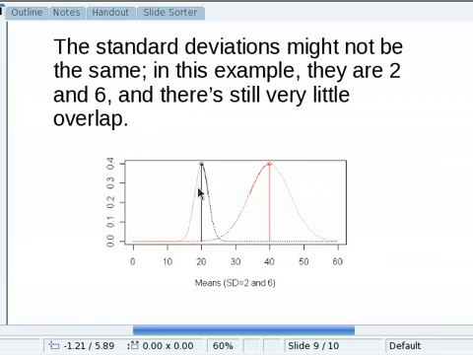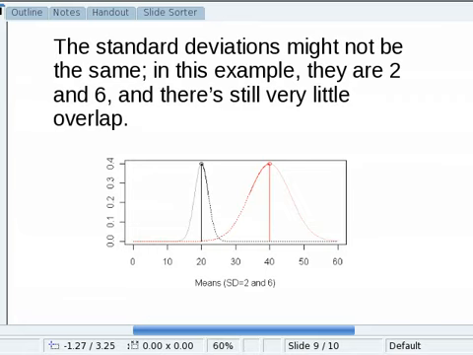Let's take a look at this one where I have a standard deviation of 2 for one group and a standard deviation of 6 for the other group. Here's the one standard deviation for the 2's, and here's one standard deviation for the 6's. And again, there's not a lot of overlap until I get down to the tails of both of them. So when I have these small standard deviations, it's pretty likely that this difference in means really is telling us something.